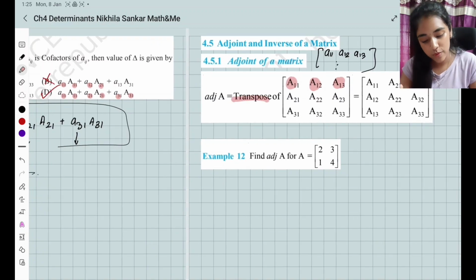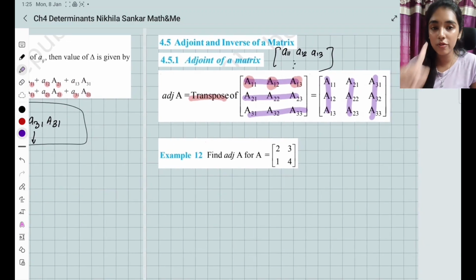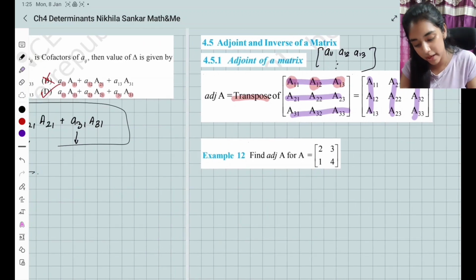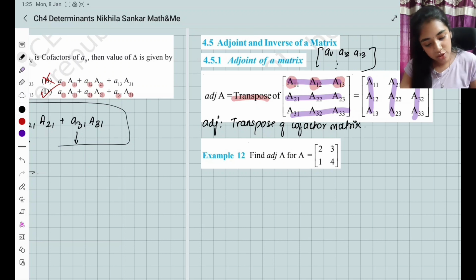அதோட transpose. When you take the transpose of that, the row becomes the column. Row becomes the column and row becomes the column. So this transpose of the cofactor matrix is called the adjoint matrix. Okay, so adjoint na transpose of cofactor matrix. Okay, so இப்படிதான் நம்ம adjoint matrix கண்டுபிடிக்க போறோம்.